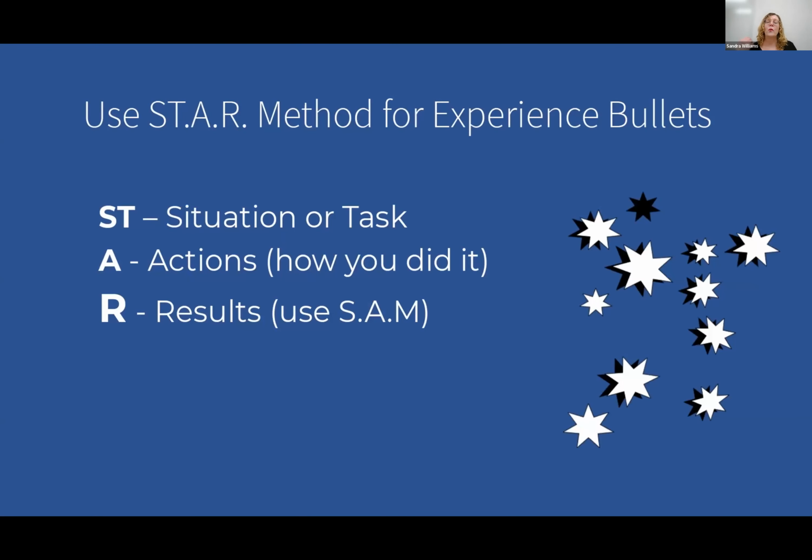A way to be specific is to use the STAR method for these bullet points. There's a certain structure around that. You can start with the situation or the task, then tell me how you did it, and then what were the results of that task. A lot of times people have a very difficult time articulating the results. It's like, I don't know why I did it, I was just told to do it. Well, when that happens, it's a good idea to use a format that we call SAM.